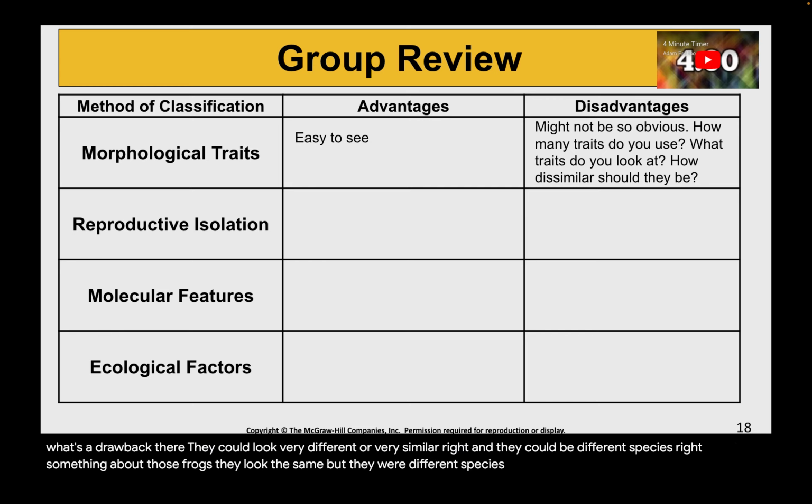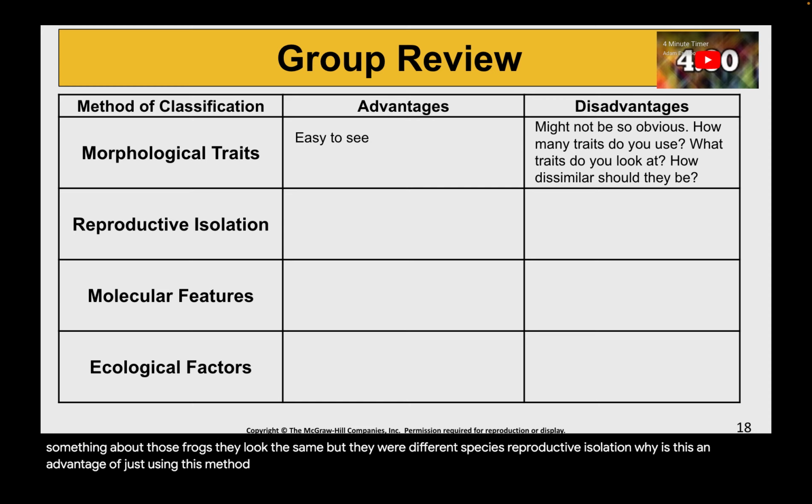Or reproductive isolation. Why is this an advantage of just using this method? If you were a scientist, how would you observe this? I think it just provides one species successfully from interbreeding with others. Yeah, so we're talking about can they breed.